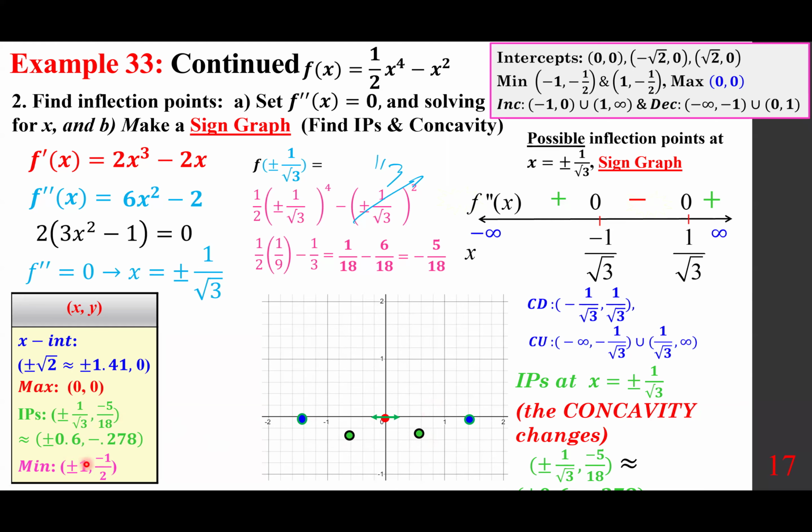Then the minimum at (-1, -1/2). So (-1, -1/2) and (1, -1/2). This one, and we put an arrow. This one, and we put an arrow.